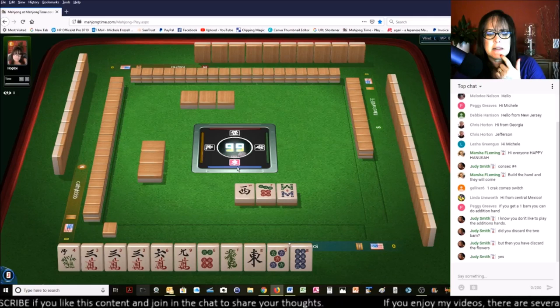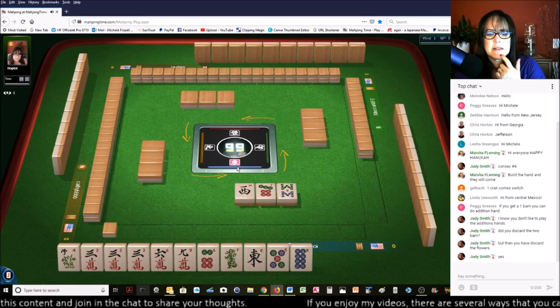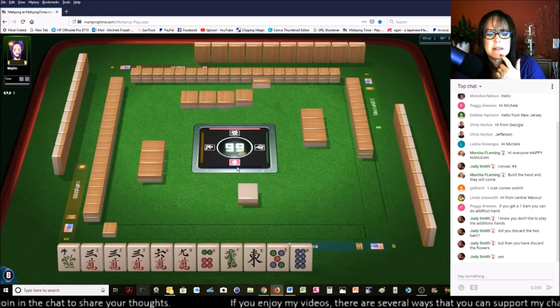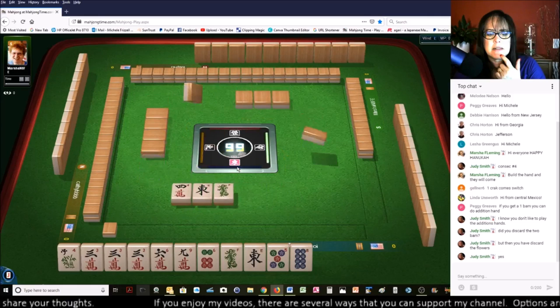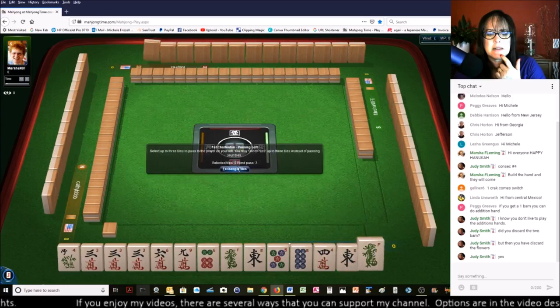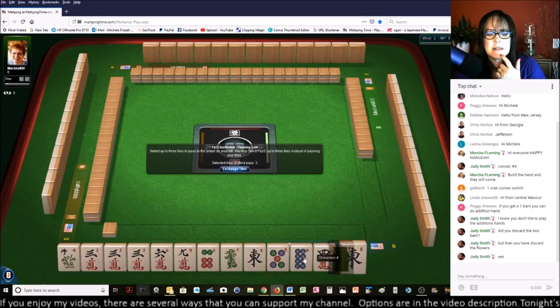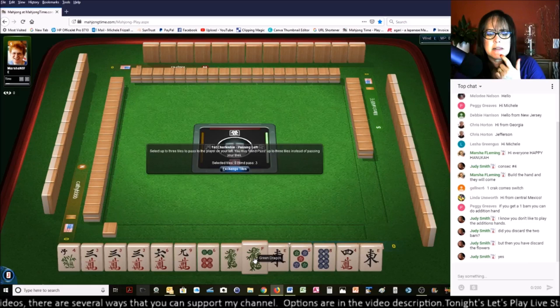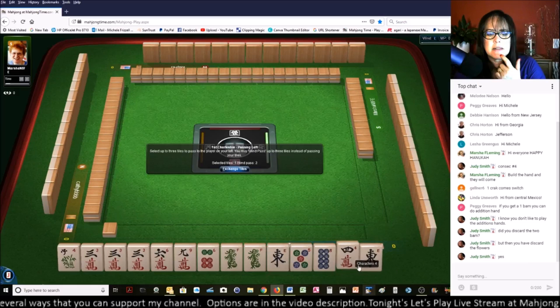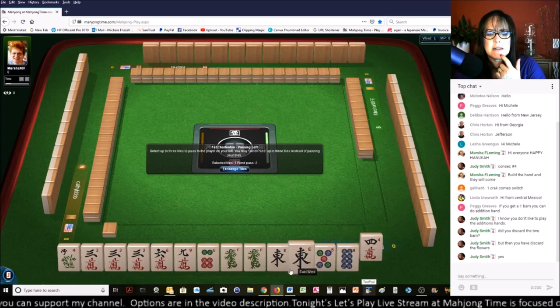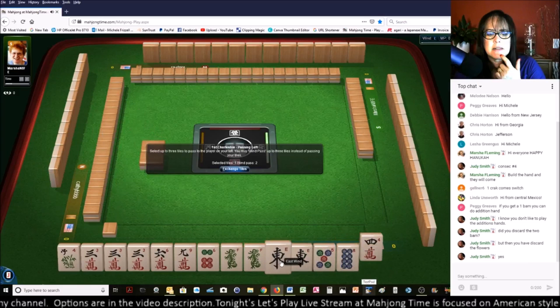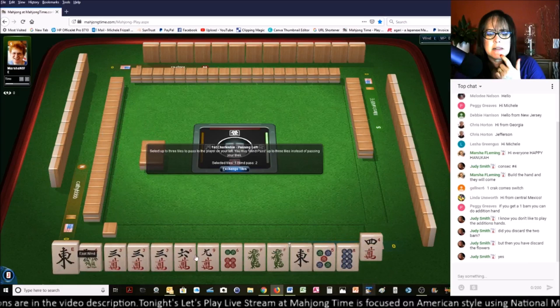So we're looking for 369. A red dragon wouldn't be bad. We got a green. Maybe we could do knitted if we can get a six bam. The knitted hand for 369 is second from the bottom. We have a pair of east. Oh, maybe we could play a quint with no jokers.